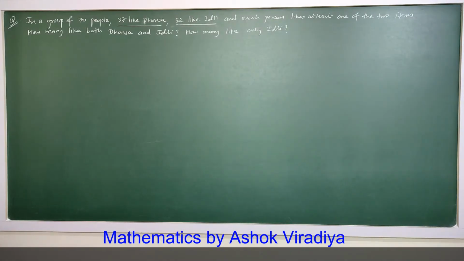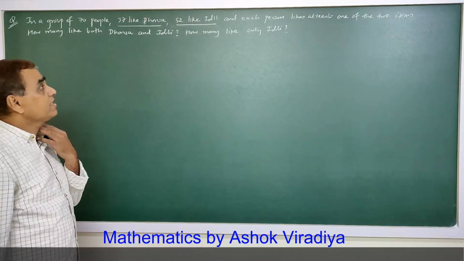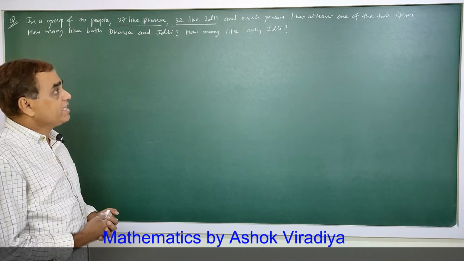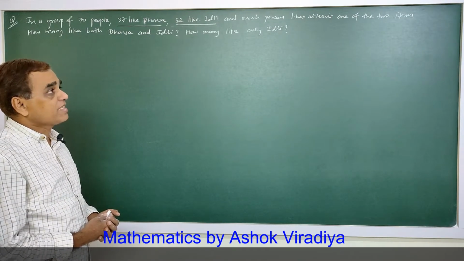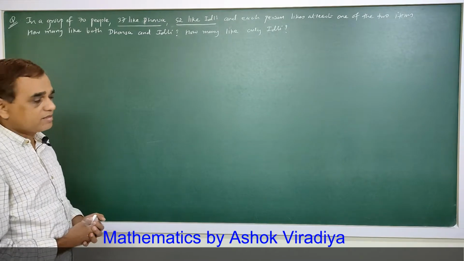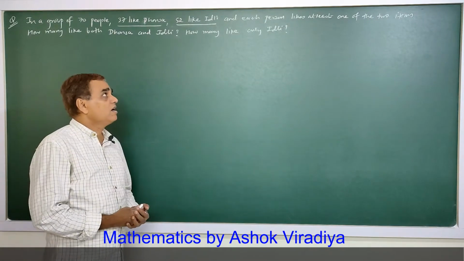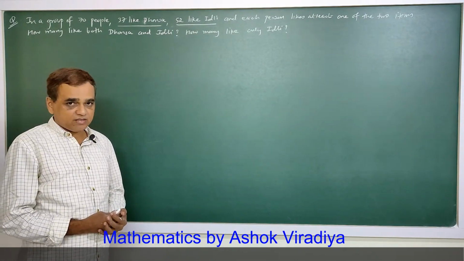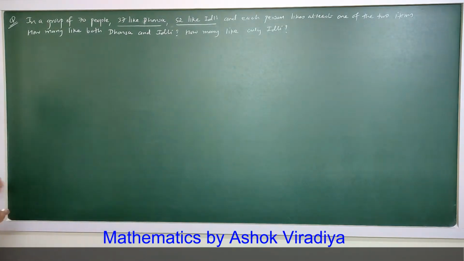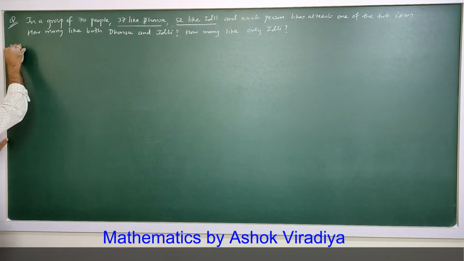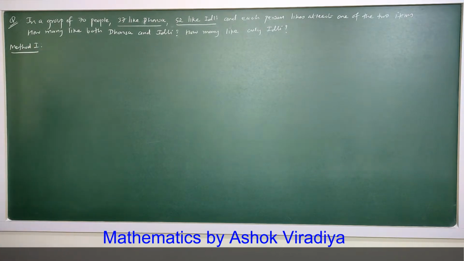Now next question. In a group of 70 people, 37 like dosa, 52 like idli, and each person likes at least one of the two items. How many like both dosa and idli? How many like only idli? Again, a similar question of two sets, showing by both methods. First method, using formulas.